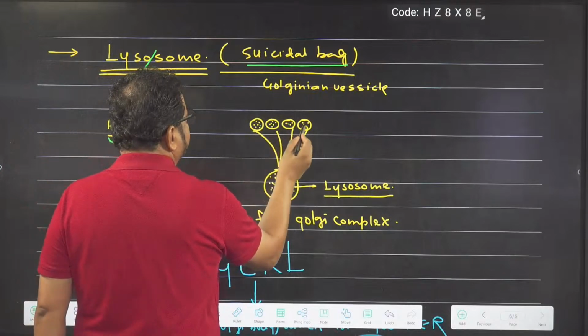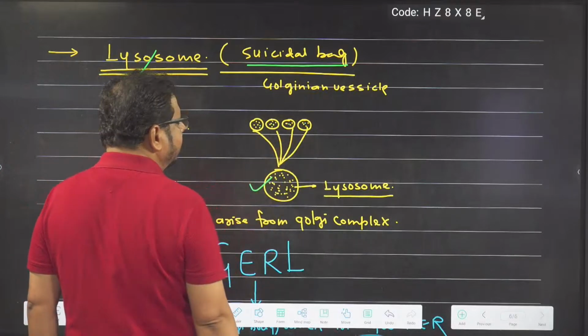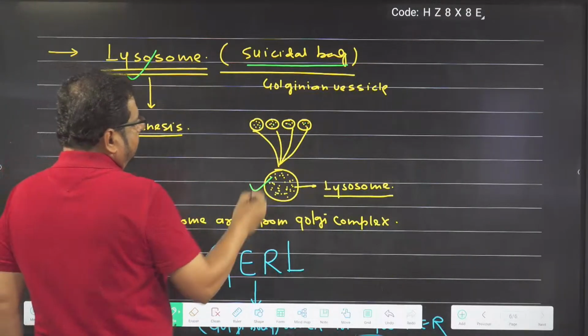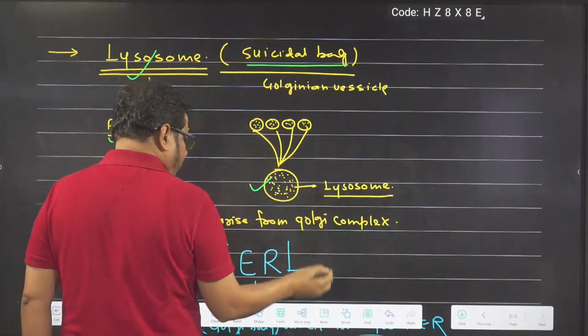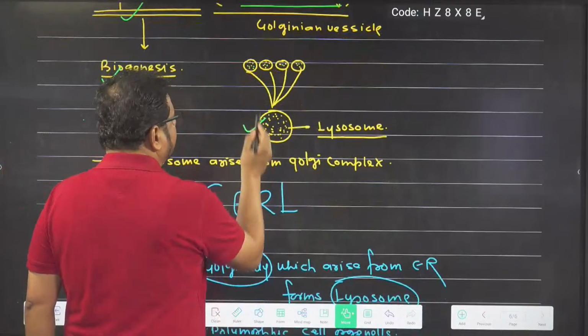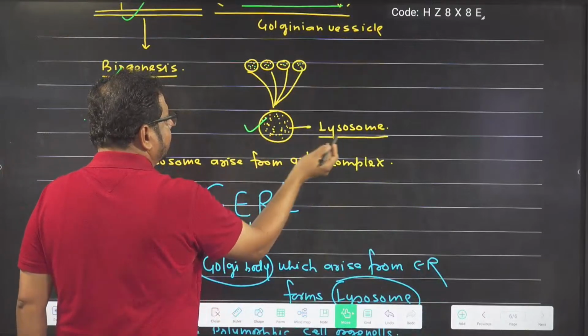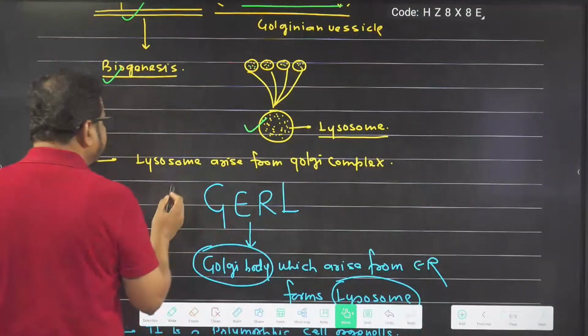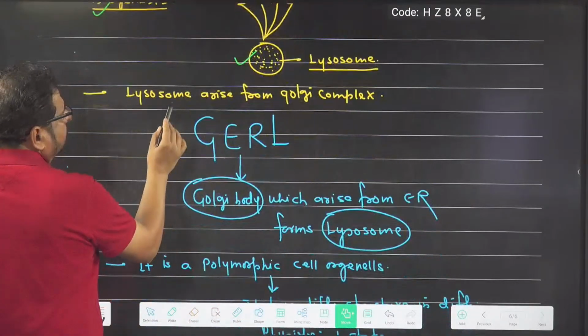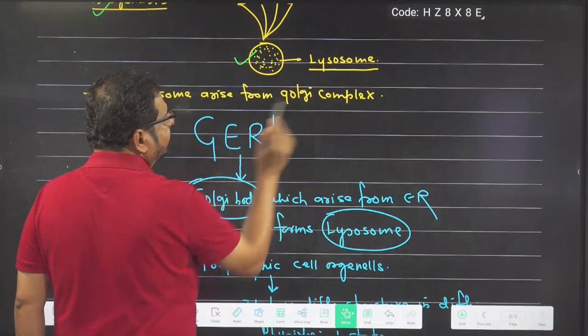Many Golgi vesicles fuse together and form the lysosome. So in such a way, many Golgi vesicles fuse and form a lysosome. And that is the reason I wrote lysosome arises from Golgi complex.